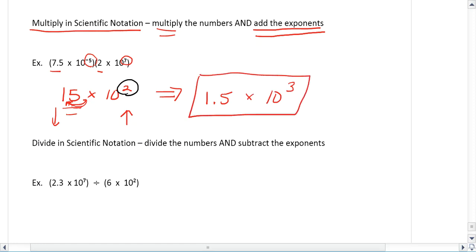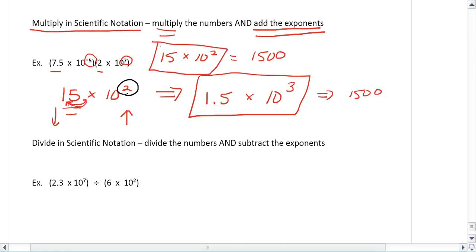This first one was right when we had 15 times 10 to the second, which if I write it in standard form is 1500. And then if I write this one in standard form and move the decimal over 3 places, it's also 1500. So these two turn out to be the same in standard form, but only this one is in correct scientific notation. So just to review, you multiply the numbers and you add the exponents.